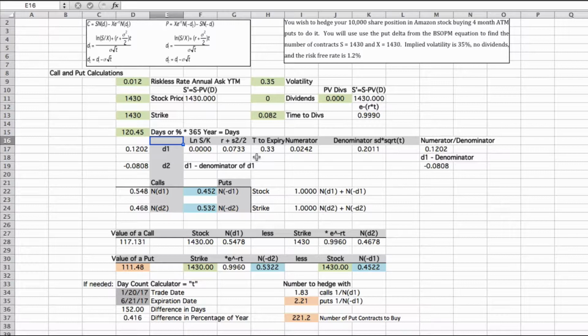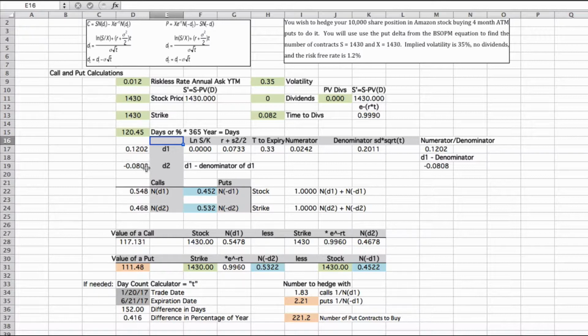How much time is left? 4 months, third of a year. So multiply these two together, add them to our natural log of stock over strike, and we get the numerator for D1. The denominator is volatility times the square root of time. So volatility times whatever time's remaining, square root of a third of a year. So 0.2011. Divide the 2 to get D1, you get 0.1202. Subtract the denominator from 0.1202, you get D2 of negative 0.0808.